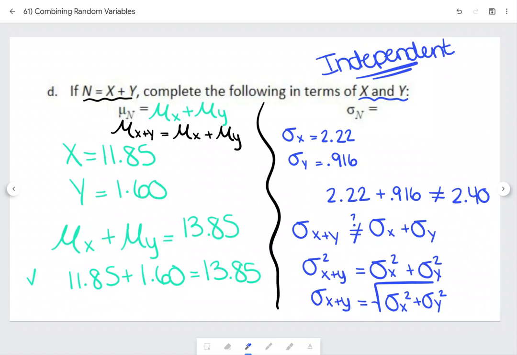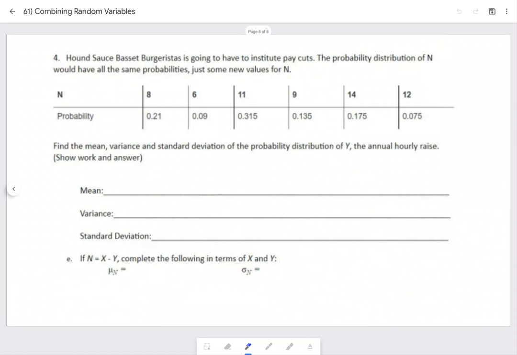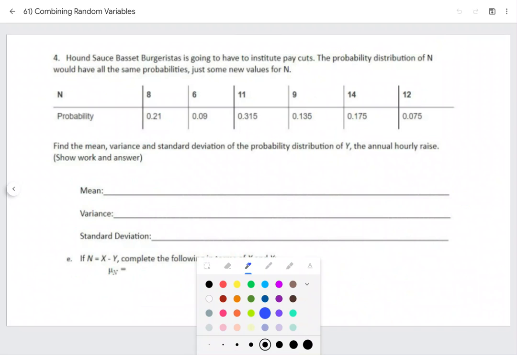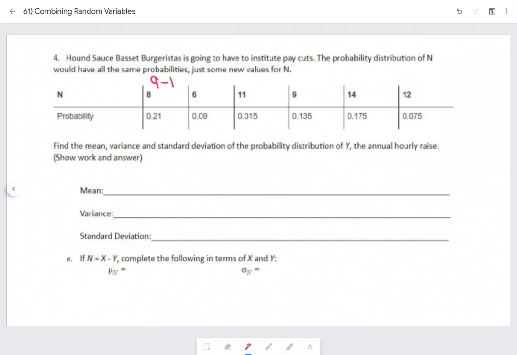Let's go see what happens on the last piece here. So we've made adjustments and we're going to have some pay cuts going on. So we left the probability the same, but we changed their values here. So instead we were subtracting each time. And so we got our different values up on the top. So we subtracted 9 minus 1. That's what got me my 8. I did my 9 minus 3 and so on for the top. So we subtracted instead of added.